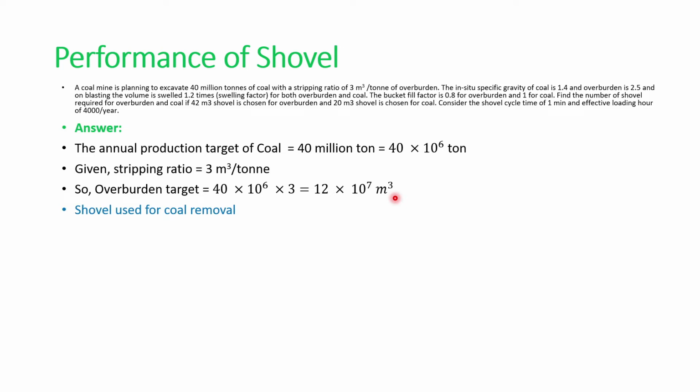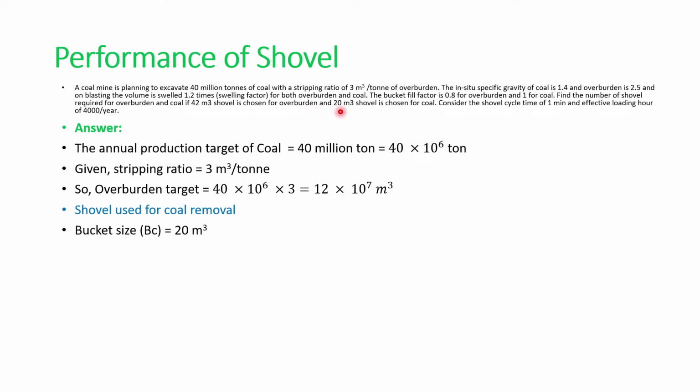Shovels used for coal removal. Two types of shovels are used, one for removing coal and one for removing overburden. A 20 meter cube shovel is chosen for coal and a 42 meter cube shovel is chosen for the overburden. Now let's calculate for the coal.